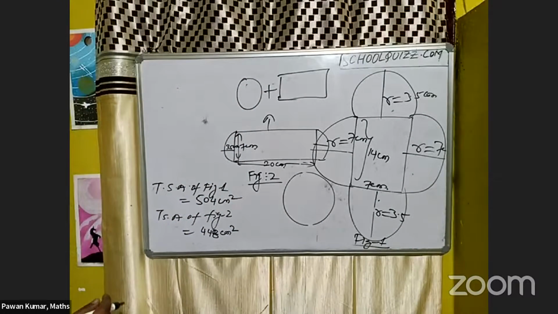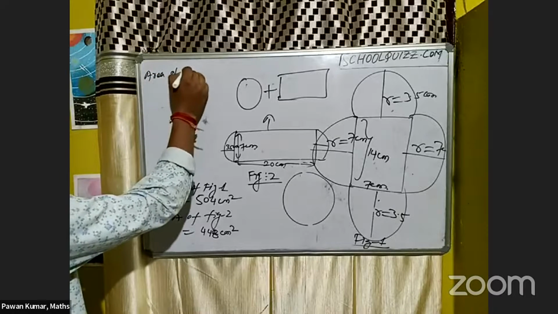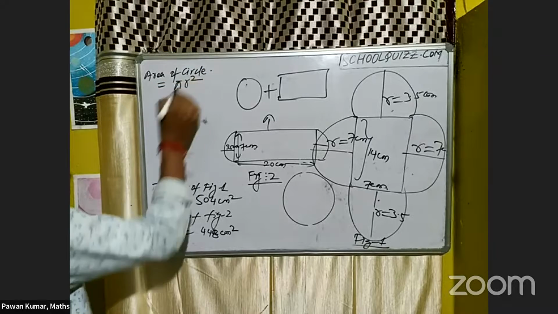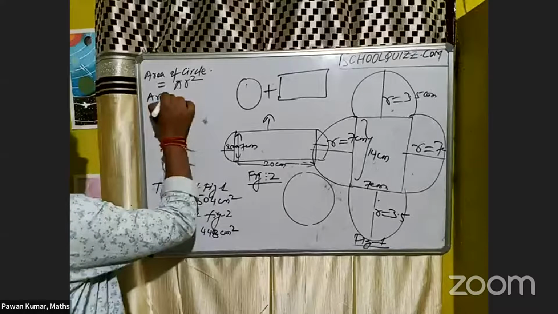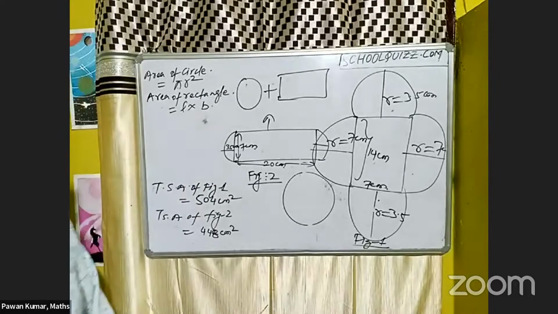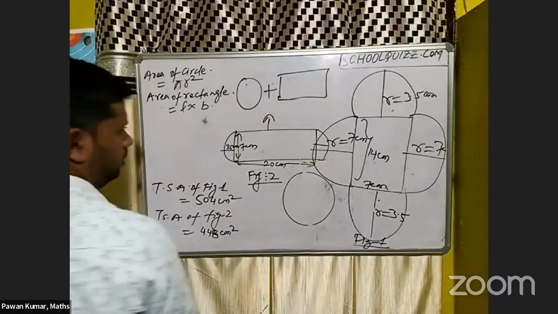What is the area of a circle? Pi r square. Correct. What is the area of a rectangle? L into B. Length into breadth. So other than these two, any other formula we are using here? No. This is a semicircle.